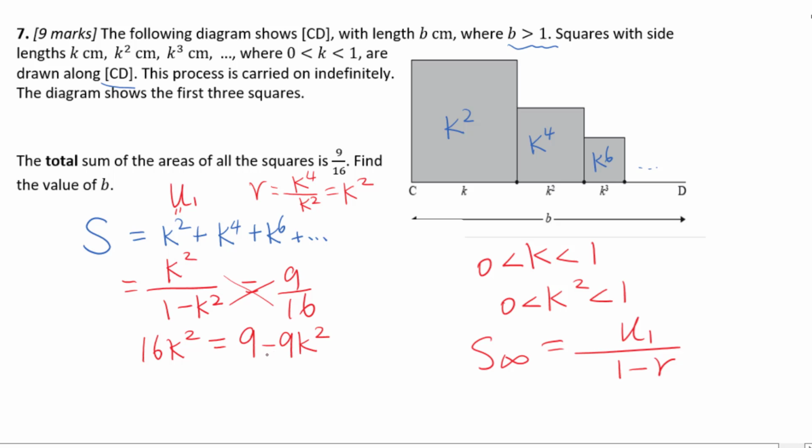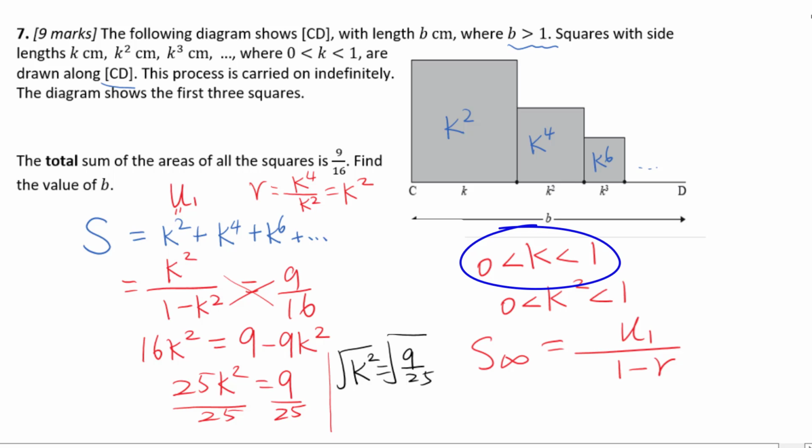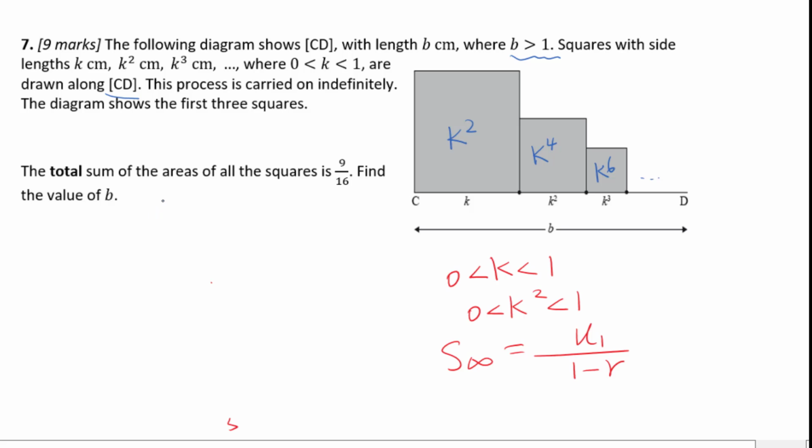This is a power equation, so isolate. 16 plus 9 is 25, so 25k squared equals 9. Then divide both sides by 25. We get k squared equals 9/25. Then take the square root of both sides. Since k is greater than 0 and less than 1, k is positive, so k equals 3/5. We already figured out k equals 3/5. We need to figure out b.